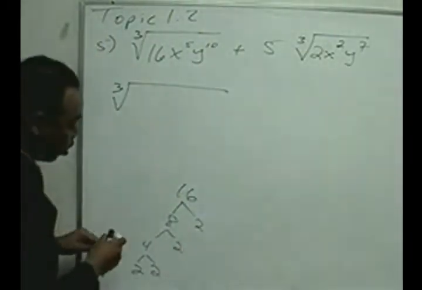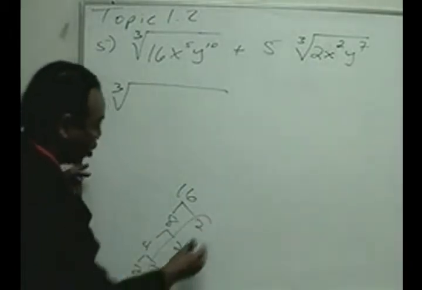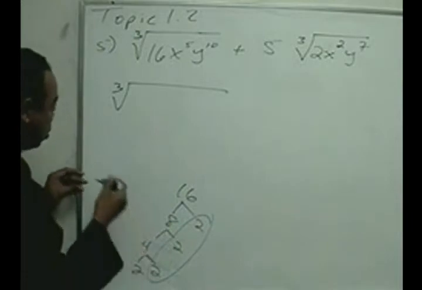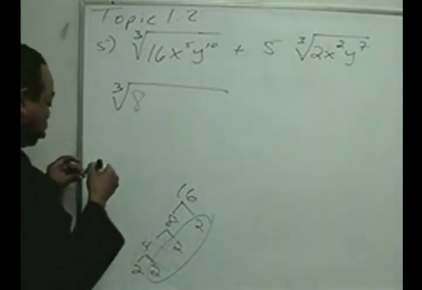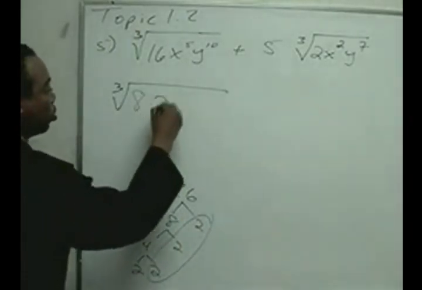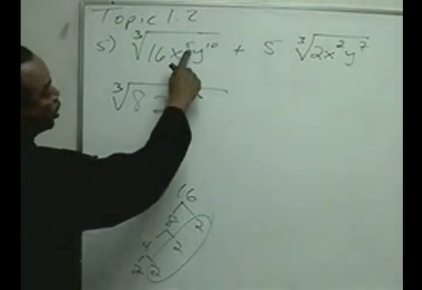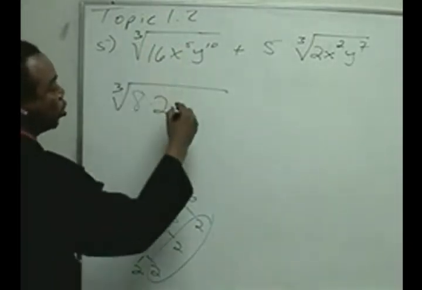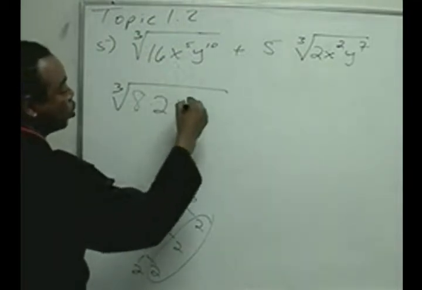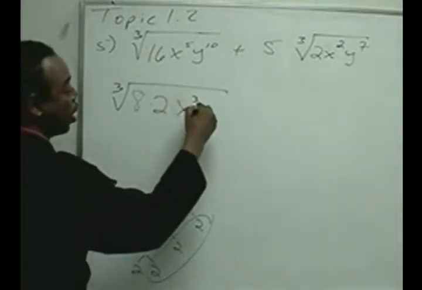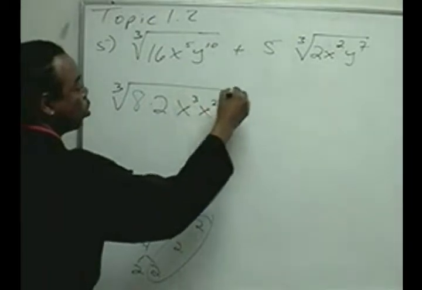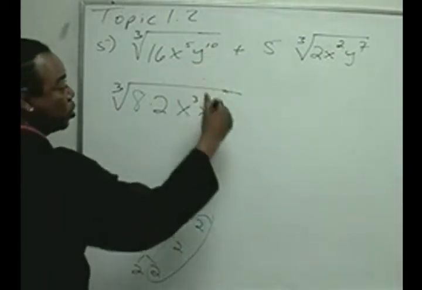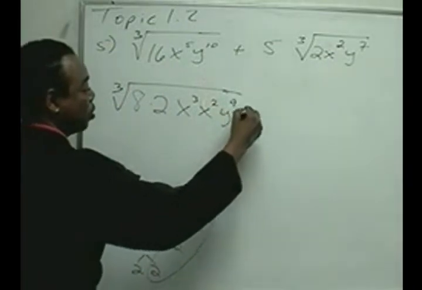Since it's a cube root, we want to find 3 of a kind. So all of that will be in 1. So everything in blue is 8. Outside of the blue is 2. Now we want this exponent to be in the 3 times table to match with the index here. So we'll break this 5 into x to the 3rd power and x squared. We want this to be in the 3 times table, so we want this to be a 9. So we'll break this into y to the 9th times y to the 9th.